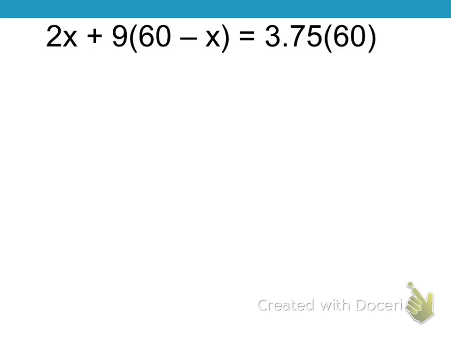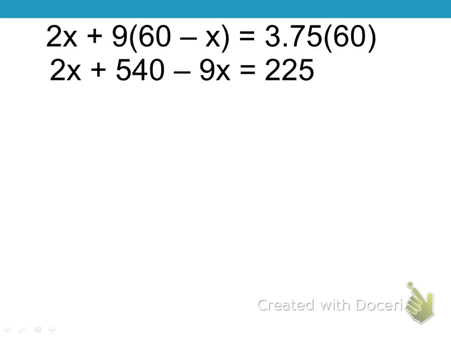All right, what do I do next? You multiply the 9 by 60 and then distribute the difference. You should multiply the 9 times 60 times x and 3.75 times 60. So you distribute the 9 and you multiply the 3.75 times 60, because we have to multiply 9 by 60 and 9 times the x, keeping the minus sign in the middle.